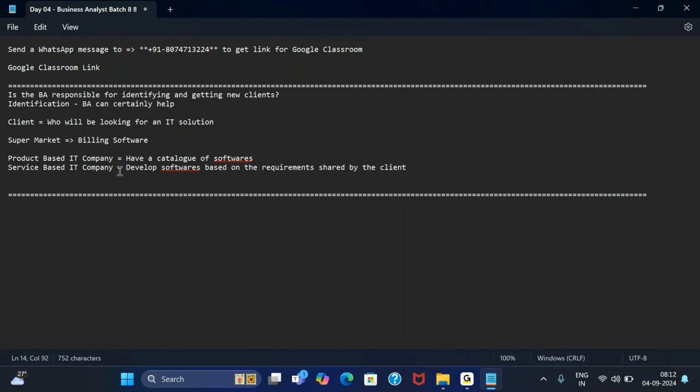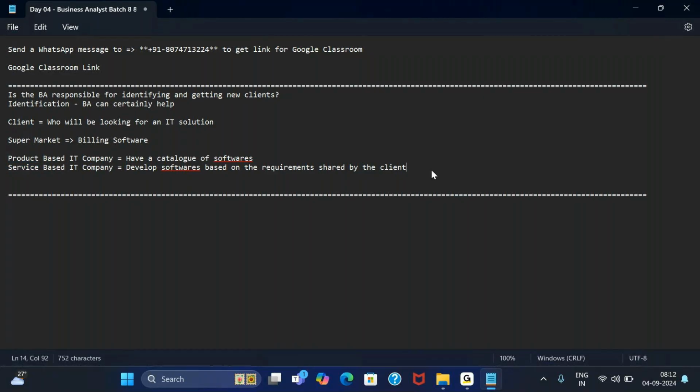Okay. Now in our case, our client who wants a billing software can look at a product based IT company who already has a catalog of software, and see if it fulfills my requirement. If we think that my requirement is not being fulfilled here, then I can approach service based IT companies to share my requirements so that they can build a customized software for me.